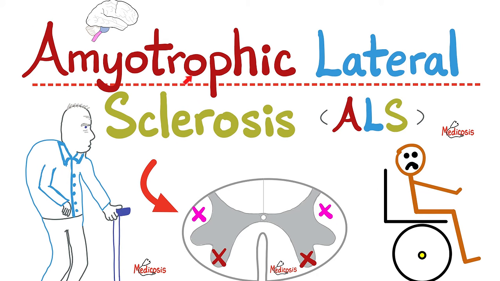Today, we shall talk about one of the most horrible diseases ever, amyotrophic lateral sclerosis, which causes muscle paralysis and muscle wasting.